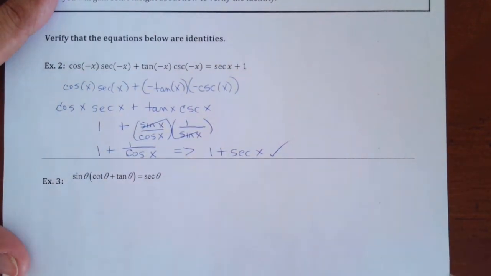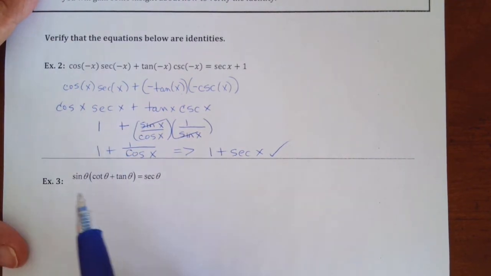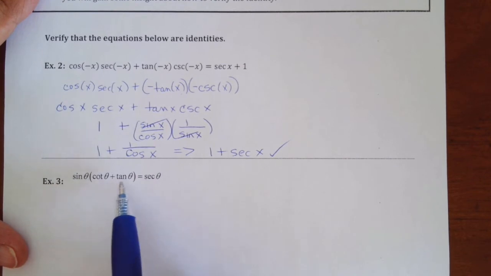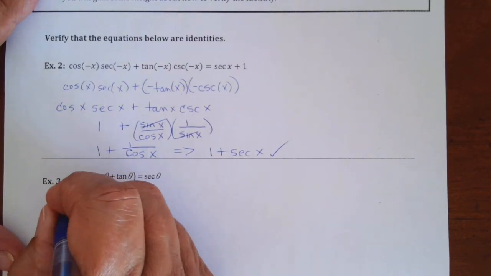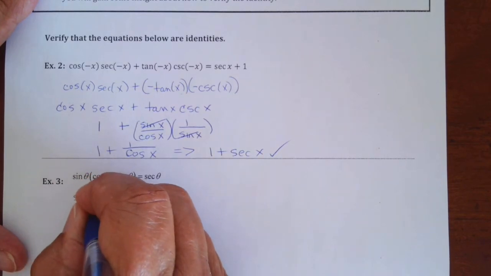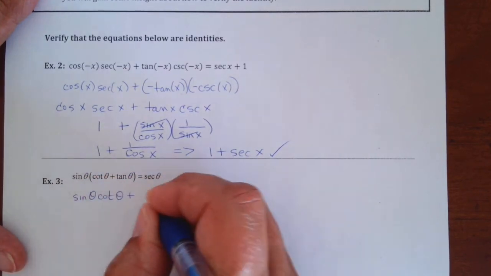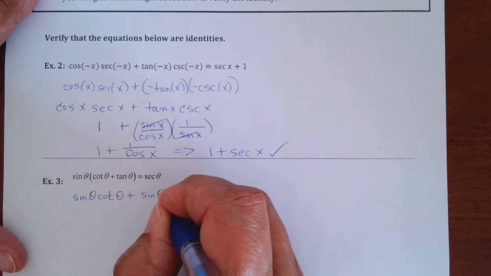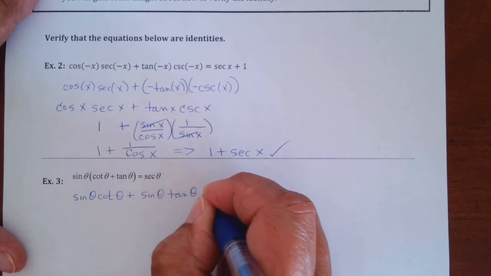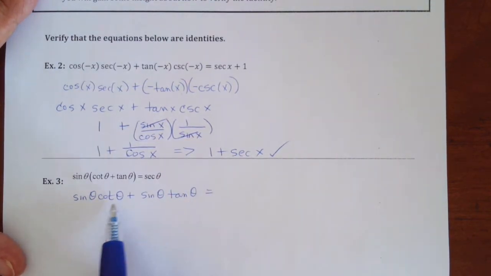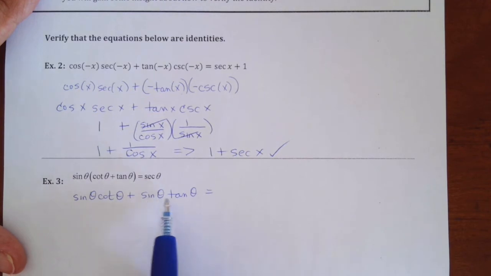All right, example 3. Obviously the left side's harder, so I'm going to work with that. So the first thing I'm going to do is multiply the sine through. Get rid of these parentheses. So sine times cotangent, and then sine times tangent. So I'm distributing just like I would if they were numbers. All right. Now I'm going to write things as sines and cosines so I can see what I got.